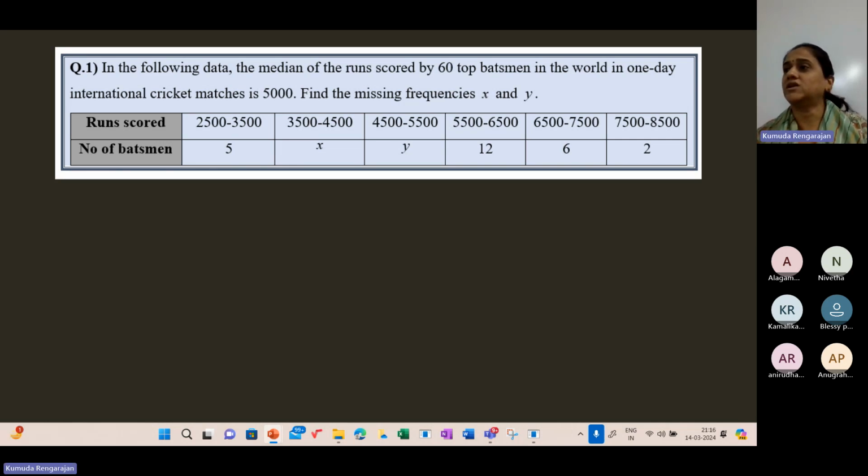Which is the median class interval? Fast, loud and fast. Sadhana, loudly. 3,500? No. Asif, sit down, don't get up.